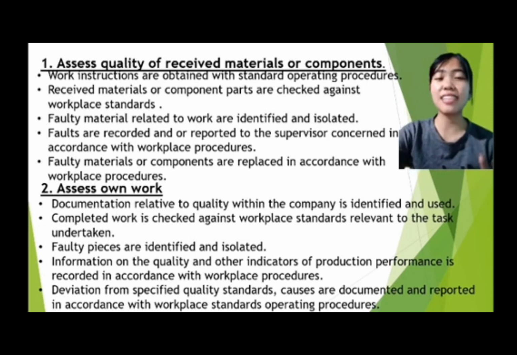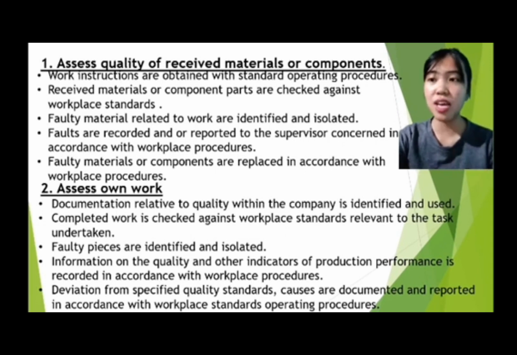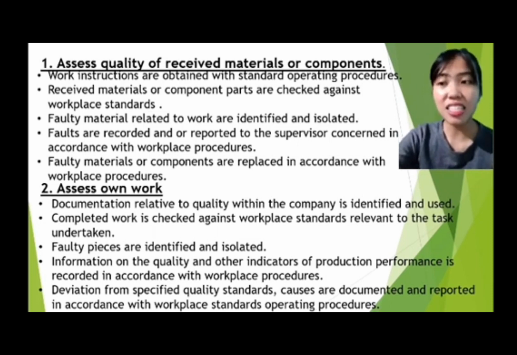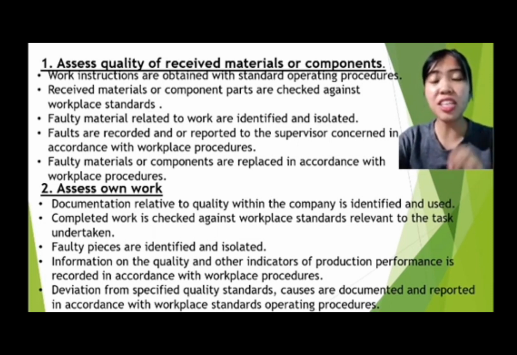So next, assess own work. How are we going to assess our own work? First, documentation relative to quality within the company is identified and used. Completed work is checked against workplace standards relevant to the task undertaken. As well as faulty pieces are identified and isolated. Then last, information on quality and other indicators of production performance is recorded in accordance with the workplace procedures. Of course, it is essential for all the items or indicators of production performance to be recorded well organized.